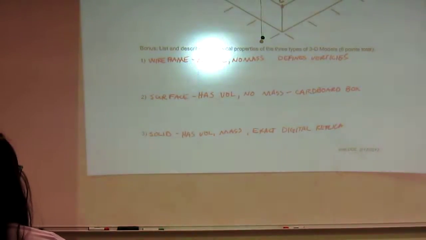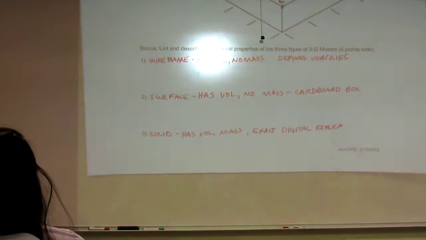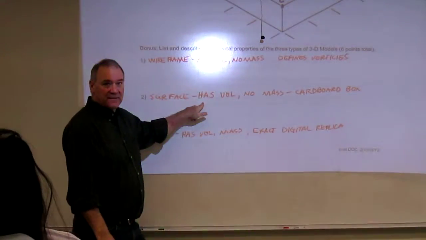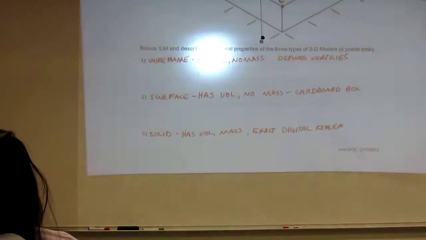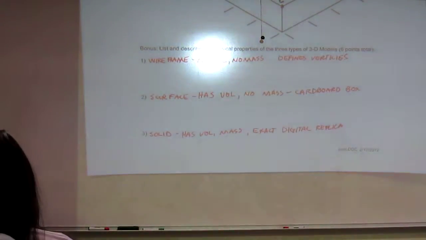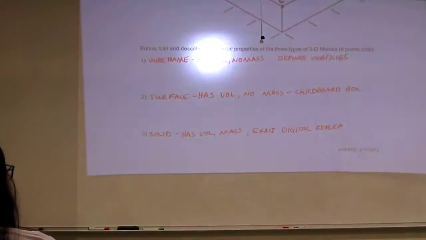For your extra credit, this is what I was really looking for. There are 3 types of solids out there. Wireframe has no volume, no mass. You're defining the vertices. Surface has volume, no mass. I use the analogy of a cardboard box because it's empty inside. And then a solid has volume and mass, the exact digital replica of the object. You got 2 points for each. Any questions on those?